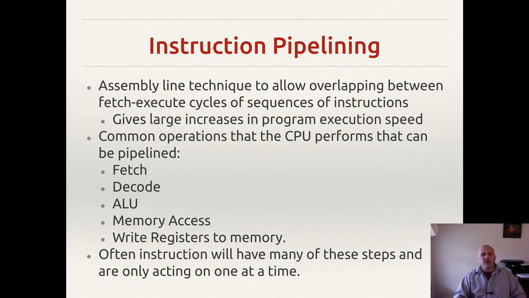So what we're going to do here is look for ways that we can take common operations that the CPU performs and engineer the CPU in such a way so that they kind of fall down this assembly line. They happen one right after the other. So we know we're going to have a fetch portion of this. We know we're going to have a decode, right? Those we kind of have to do. We have to get the instruction, then we have to understand the instruction.